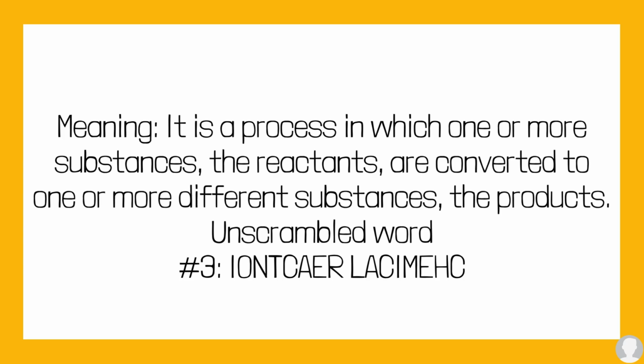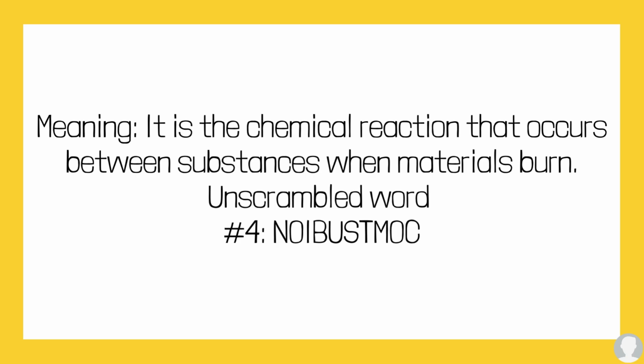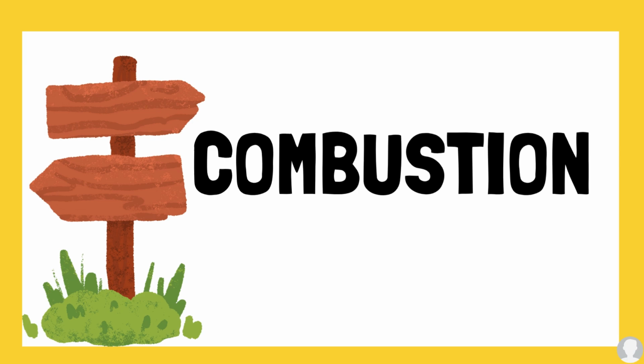For the fourth one, it is a process in which one or more substances, the reactants, are converted to one or more different substances, the products. What do you think is the answer? Chemical reaction. It is the chemical reaction that occurs between substances when material is burned. What do you think is the unscrambled word? Great job, kids! The answer is combustion.